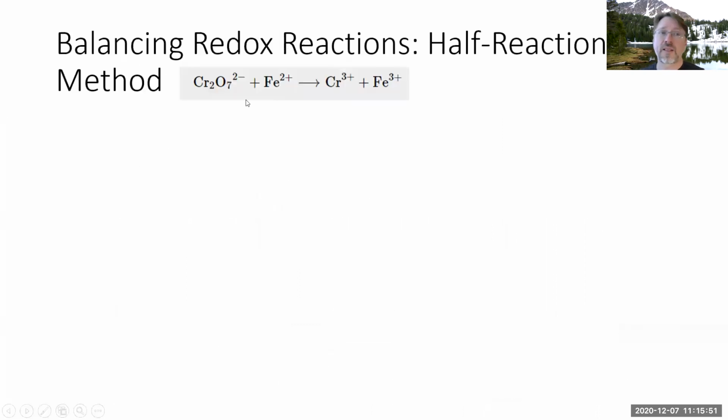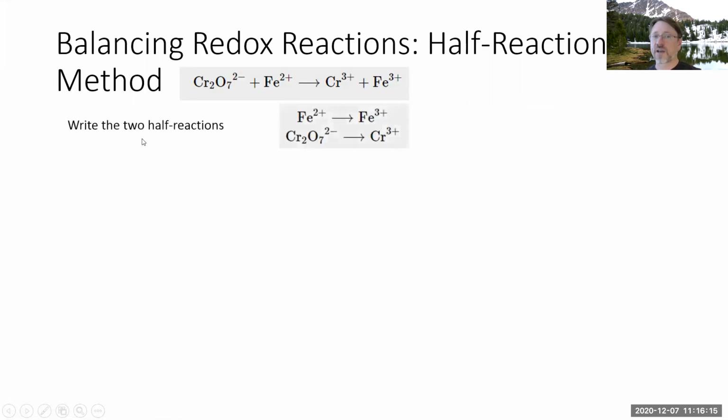And so there is another method called the half reaction method that we can use to balance a redox reaction where we're just given the species that are changing oxidation state. And so we have dichromate going to chromium. We have the iron going to iron here. The process for this, this is the one that is described in the text, is to write the two half reactions. And that's a phrase we're going to come back to quite a few times.